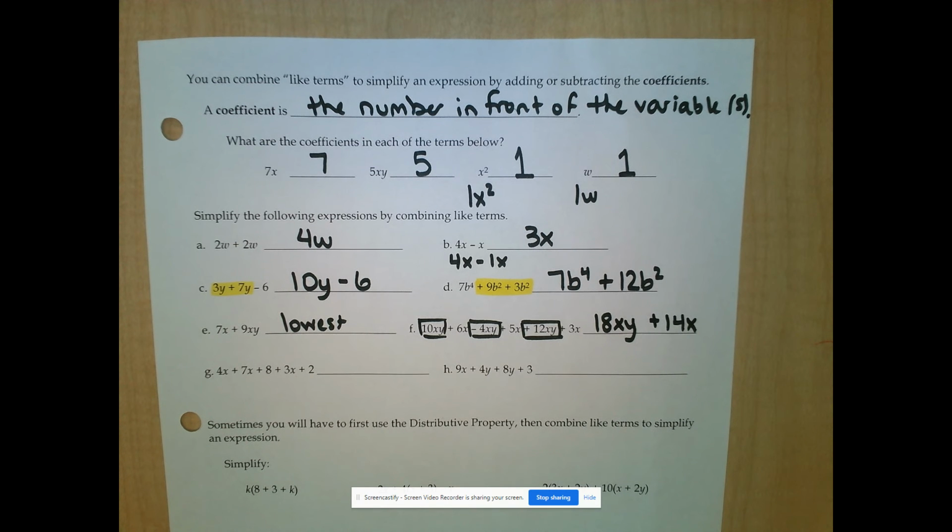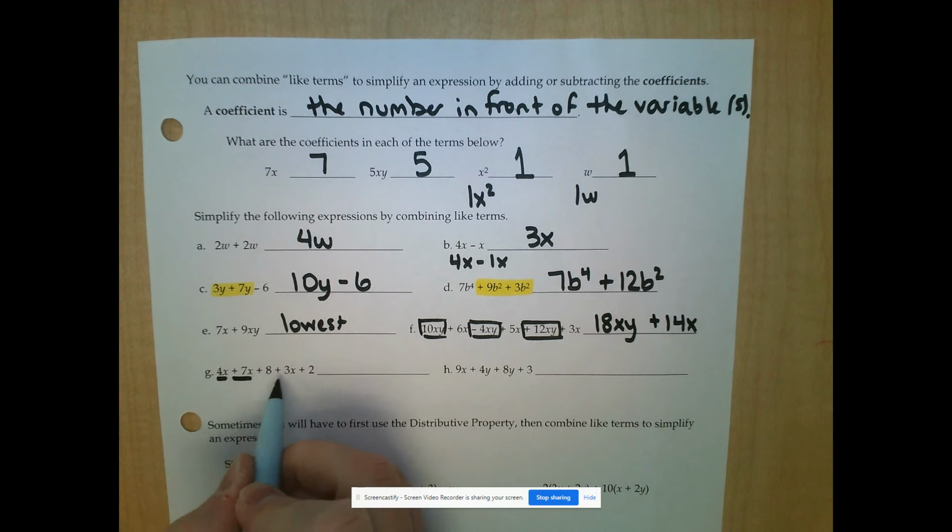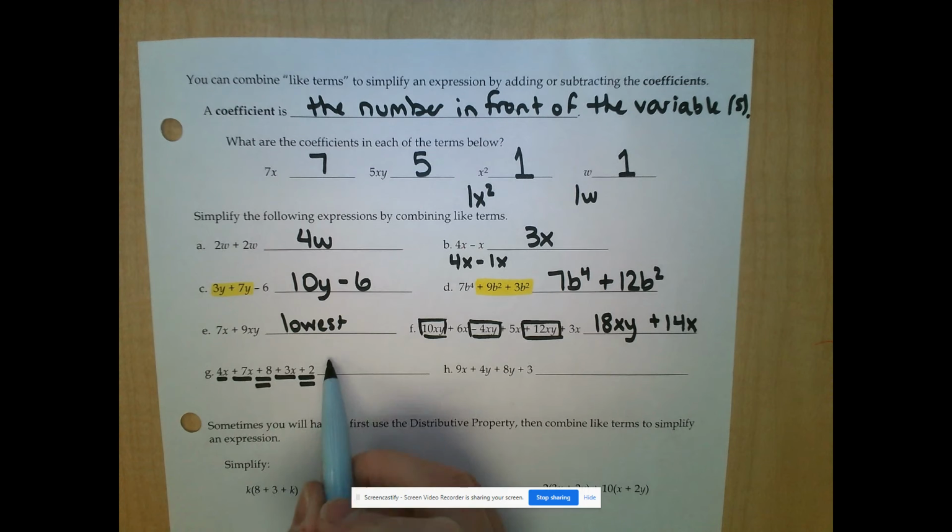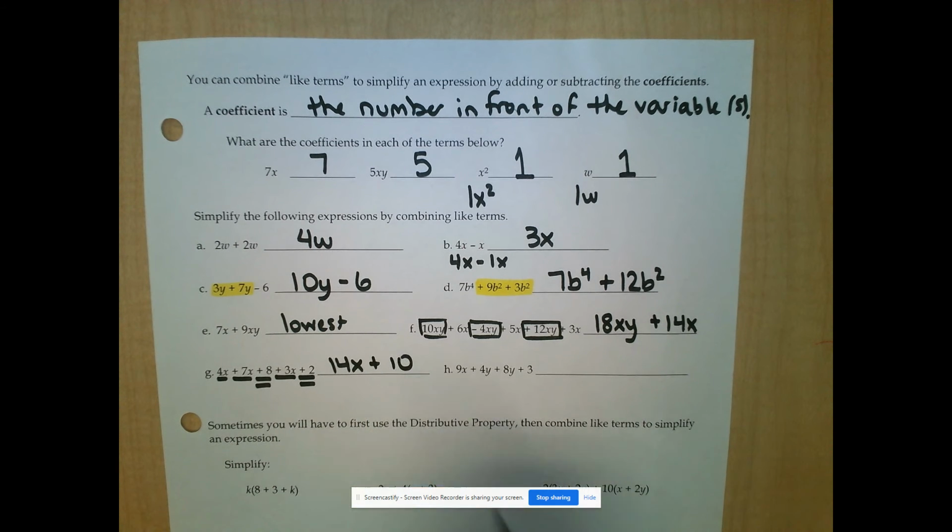The next one, same idea. You could also use underlining. Some people will say 4x plus 7x plus 3x. And then the other terms, they might do a double underline as another strategy. So 4x, 7x, and 3x adds up to 14x, plus 8 plus 2 adds up to plus 10.